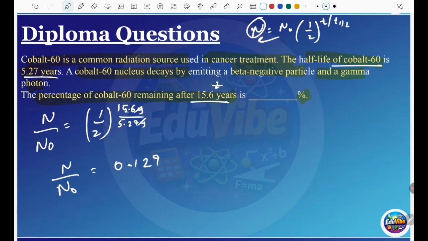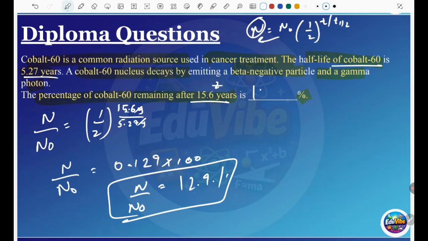When you go from a percentage to a number without percentage, you divide by 100. But when you go to a percentage, you multiply by 100. When you do this, you get the percentage of about 12.9%. So that's your answer for that. That's another way the half-life question can come in your diploma examinations.